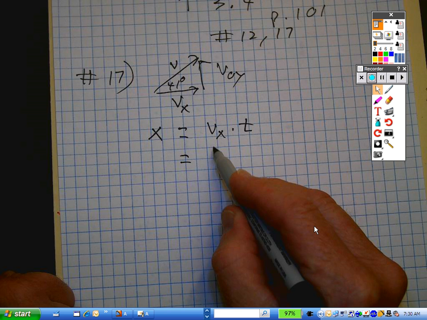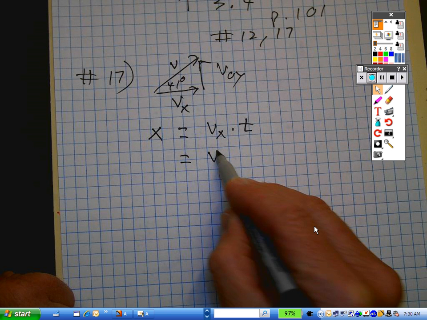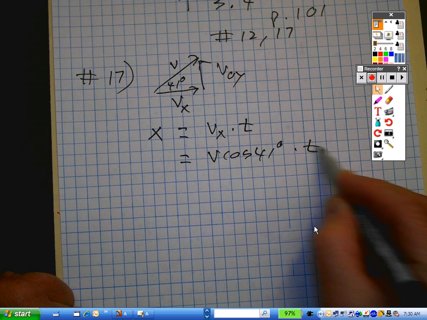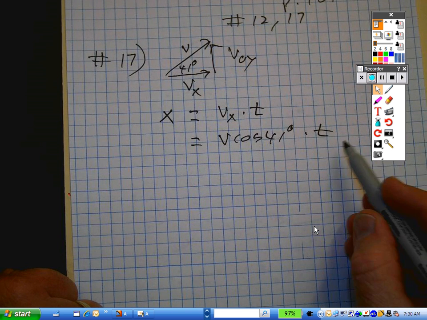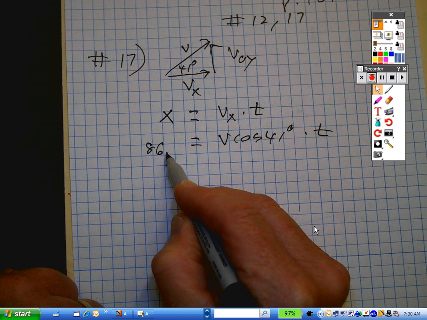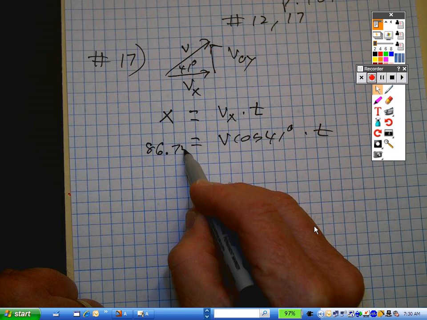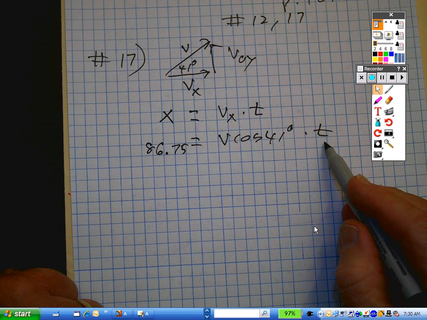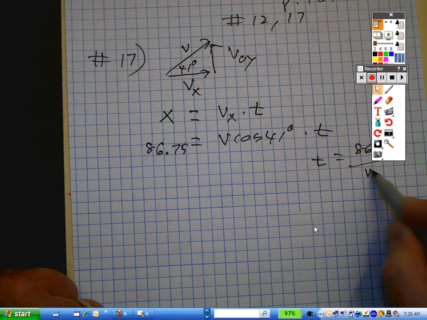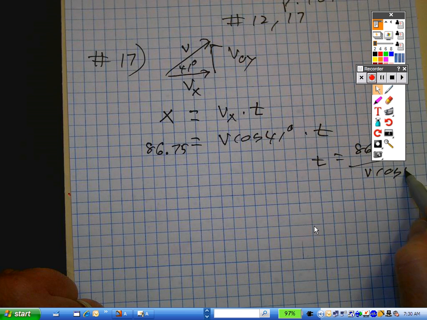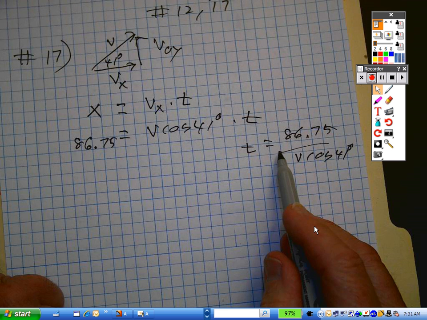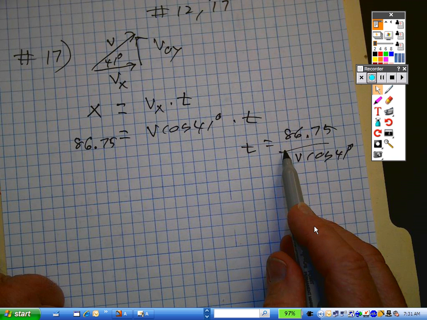So we know that vx is v, whatever that is, times the cosine of 41 degrees, and you multiply that by time. So my suggestion is that since x is 86.75 meters, you could solve this for t being 86.75 divided by v cosine theta, 41 degrees here. So we have this. Now what are we going to do with it? I will give you one more hint in order to get started.